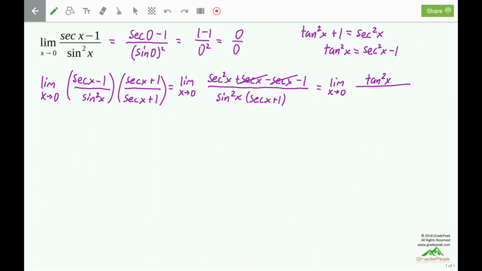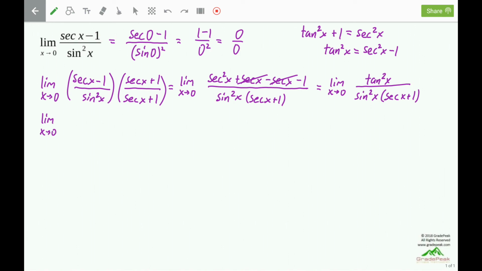Now that hasn't changed our 0 over 0. We still have the 0 over 0 indeterminate form. In the numerator, the 0 is due to the tangent, and in the denominator, the 0 is due to the sine. However, tangent is sine over cosine, and we're going to be able to write it that way so that maybe we can get the sines to cancel each other out. So that's going to be our next step.